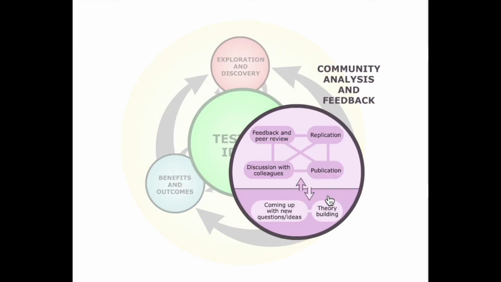Now we come to the community analysis and feedback. Feedback and peer review, replication, discussion with colleagues, and publication. Now these elements are for science at school, but we can easily transfer them to use at home. Feedback and peer review could be feedback from family members. This is what I found out. What do you think? Replication: can you copy exactly the investigation that we've done before?